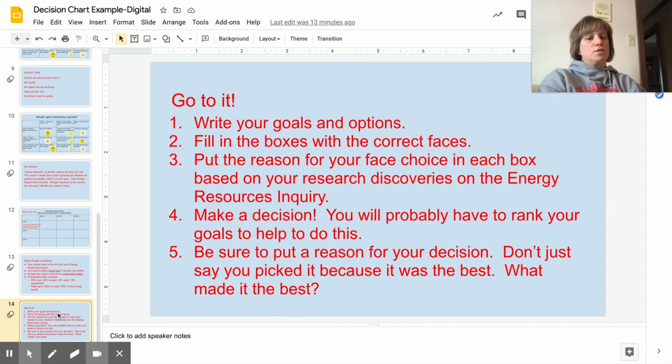Okay, so here's the go to it. You're going to write your goals and options. You're going to fill in the boxes with the faces. You have to put a reason with your face. And that reason has to be research based. I'm scoring for that from your energy resources inquiry. And then you can't do a decision chart without making a decision. And just like I did on the coronavirus one, you'll probably have to rank your goals in order to help you. Usually there's not one that stands out as being just a perfect option. And then when you do your decision making and say, I'm choosing option number whatever, make sure you put a reason and don't just say, I picked it because it was the best. What made it the best? Okay, go to it.